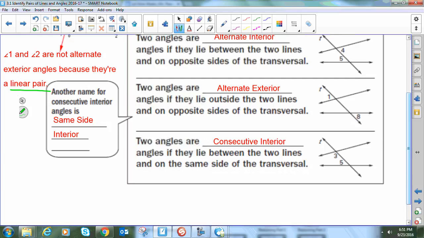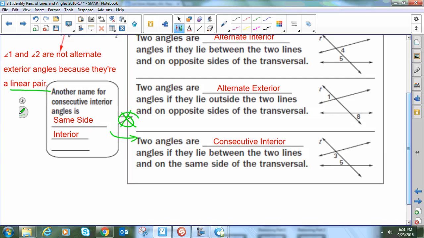And finally, the last one that we looked at, so let me correct this here. That talking bubble shouldn't be going here. It really should be going here, because same side interior angles are really just another way of talking about consecutive interior angles.